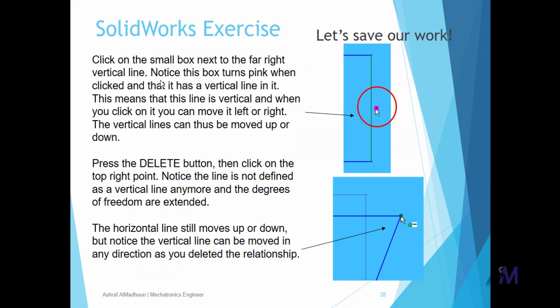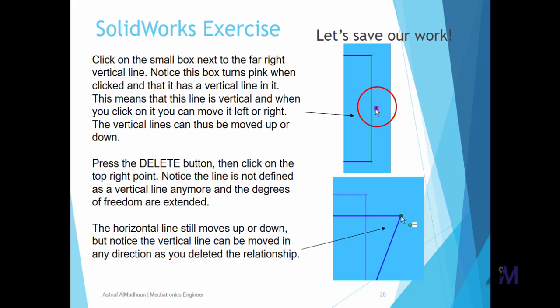Click on the small box next to the far right vertical line here. Notice this box turns pink when clicked and that it has a vertical line in it. This means that this line is vertical, and when you click on it, you can move it left or right. The vertical lines can thus be moved up or down.